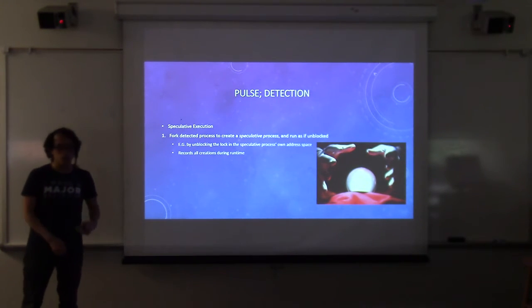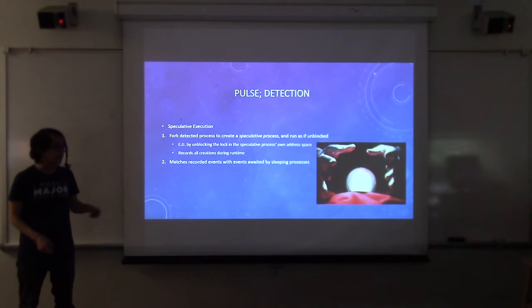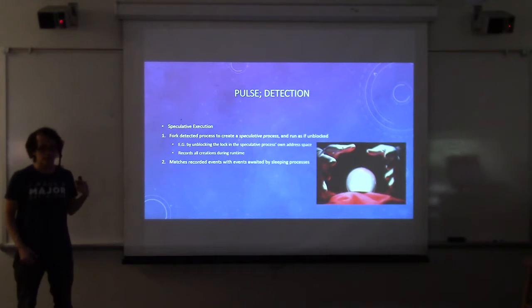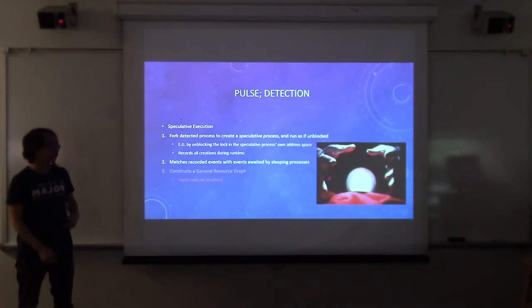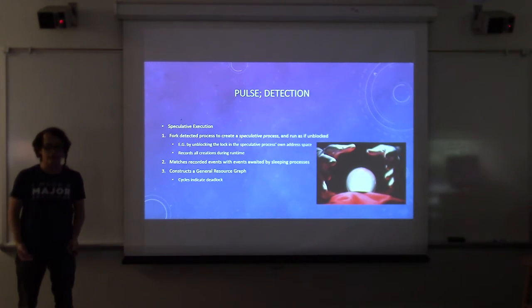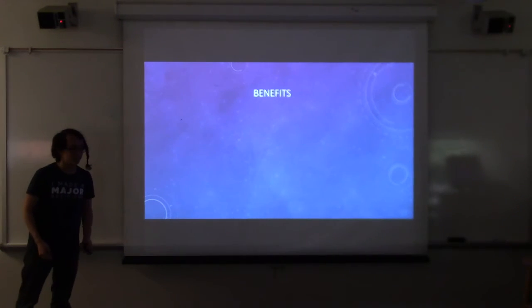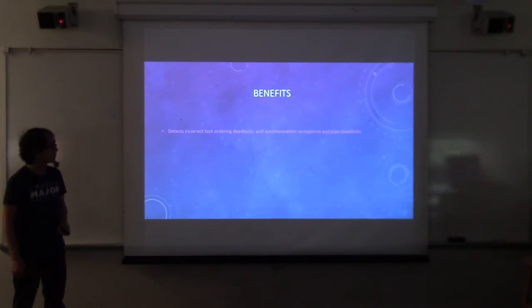It then records everything that this process does. It then matches this record of events with potential events that the other process that it forked from could have done. It then constructs a general resource graph, and if the cycle is detected, then there's deadlock, and, well, it doesn't do anything else. The programmer has to handle that. But the point is that it is an approach towards detecting deadlock, aside from Banker's algorithm.